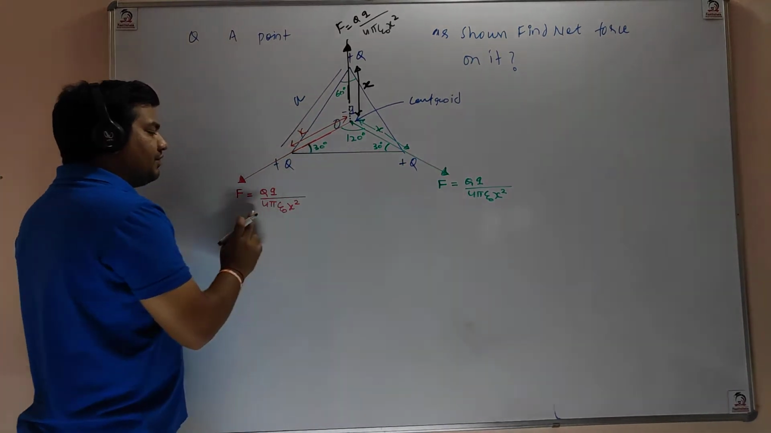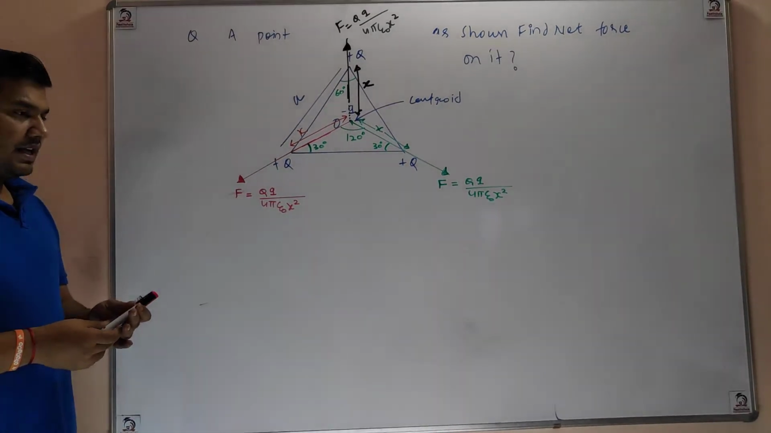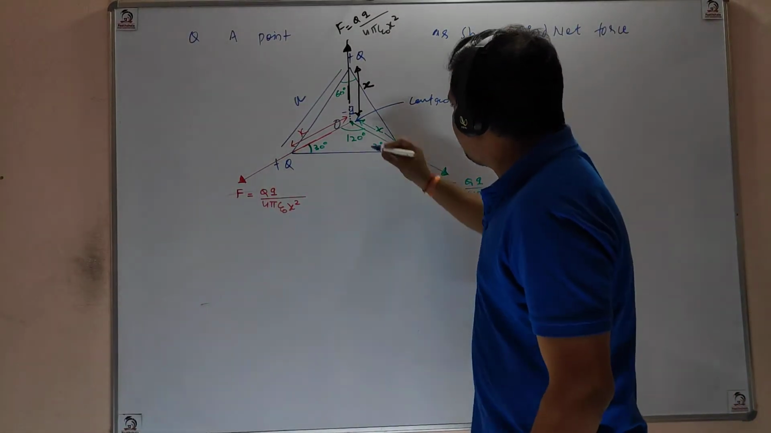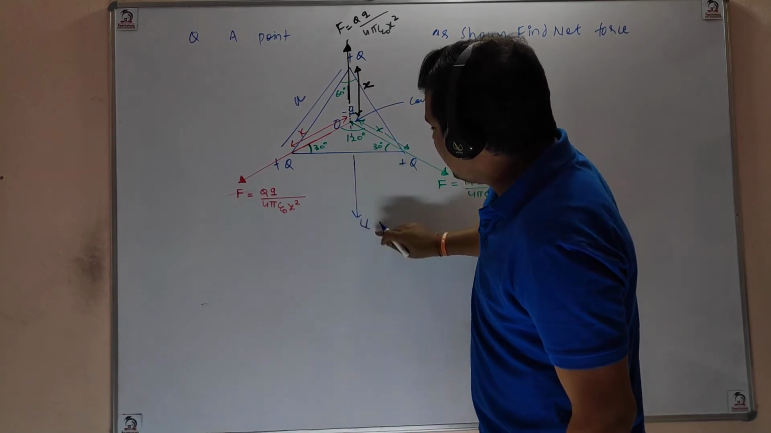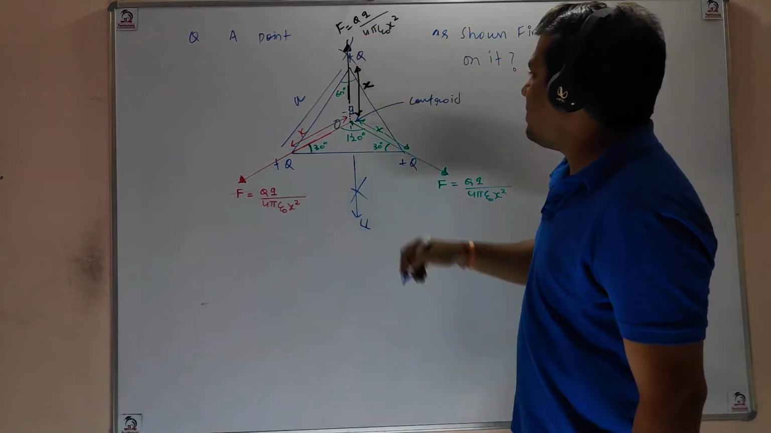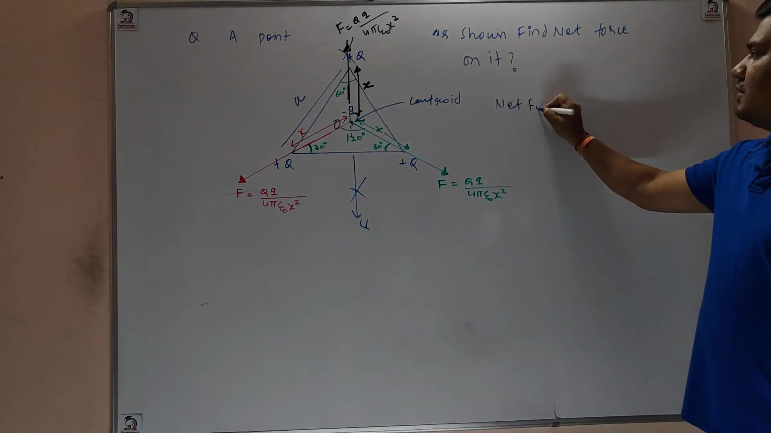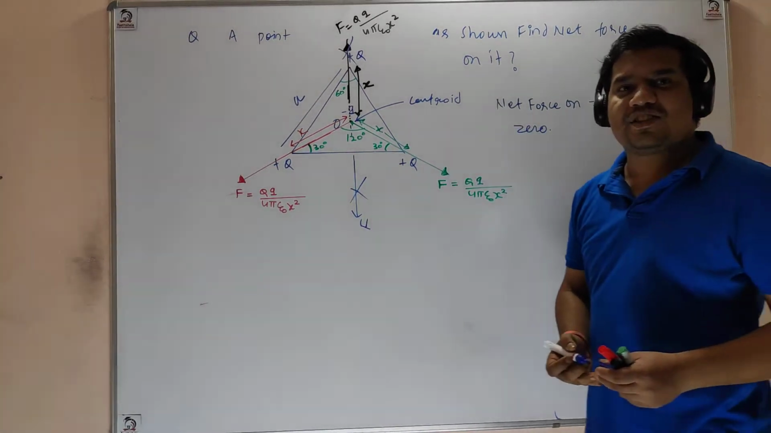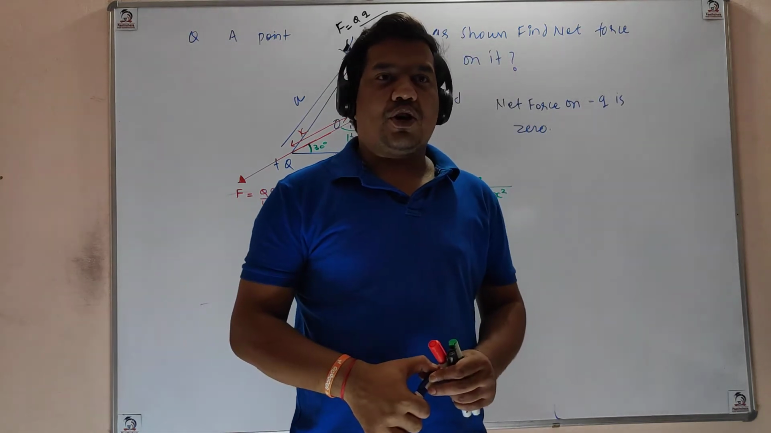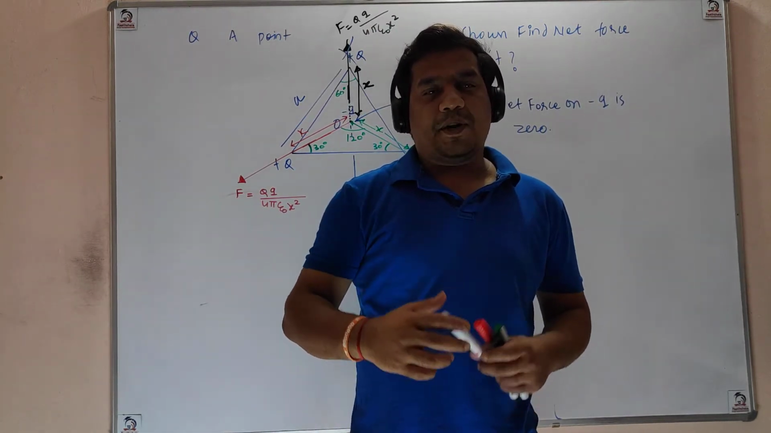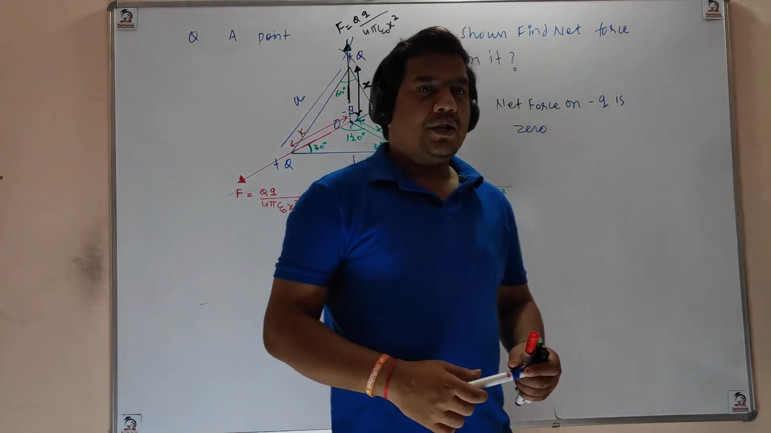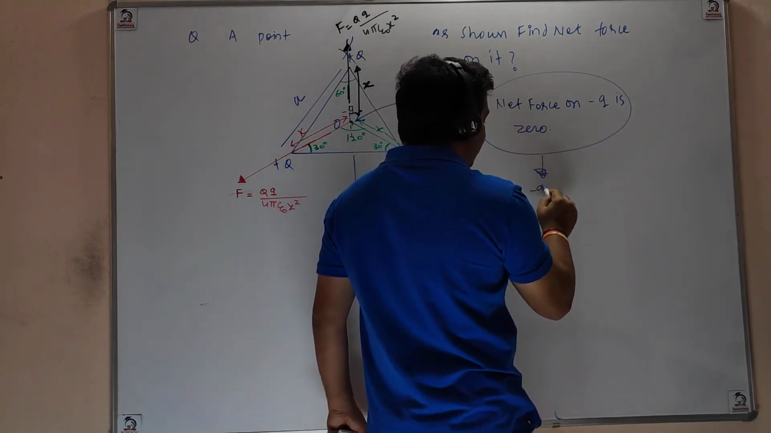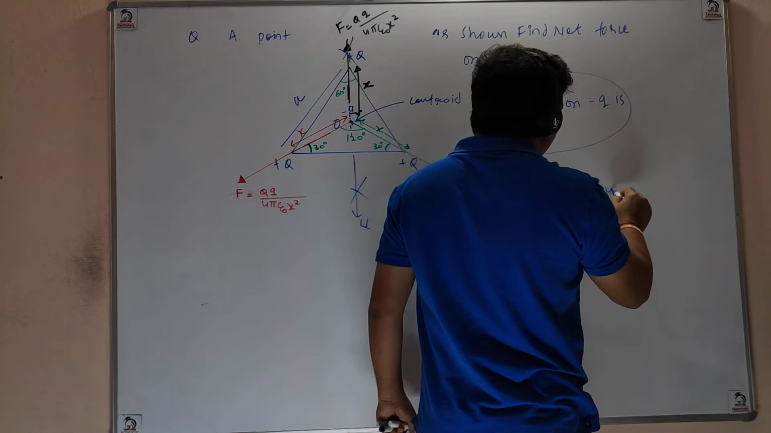Can you tell me what is the resultant of these two F and where it is? F downward, right? So if you take the resultant of only these two forces, you will get F downward. This F and this F will get cancelled, and the net force on minus Q will be 0. So we can say minus Q is in equilibrium. If the net force on a particular charge is 0, then we can say that particular charge is in equilibrium. Agree? So because the net force on minus Q is 0, we can say minus Q is in equilibrium.